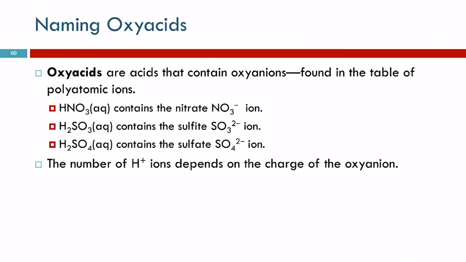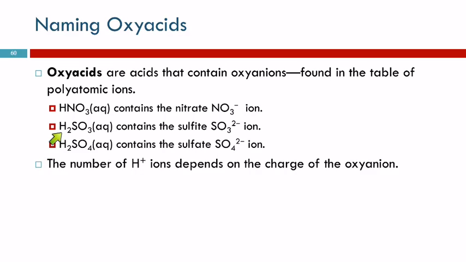Oxyacids contain oxygen. We can think of the oxyacids as containing oxyanions, and we find these in the table of polyatomic anions, or polyatomic ions. If we look at HNO3, we should recognize this as an acid because it starts with H, and then we see that it has oxygen in it. This is an oxyacid. If I cover up the hydrogen, I've got NO3. Put the charge on it, that's the nitrate ion. That's an oxyanion.